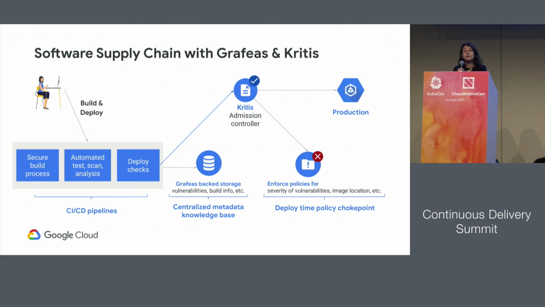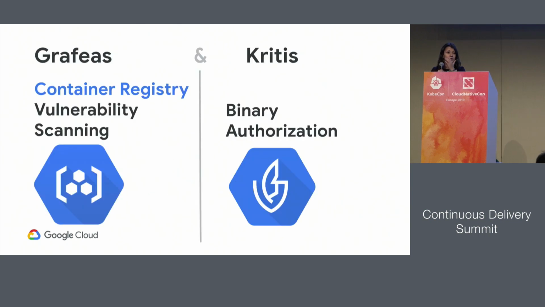And so now Kritis itself doesn't store any information about vulnerabilities, none of that. It actually talks to Kritis to retrieve that metadata information. So now we can create rich policies based on the custom set of things that you care about at deploy time. So this is the overall how Kritis and Kritis, where they come in the software supply chain and how they interact with CI/CD pipelines. And Kritis and Kritis are not new projects. They've been around. There's actually Google internal implementations of them that are available as proprietary products.